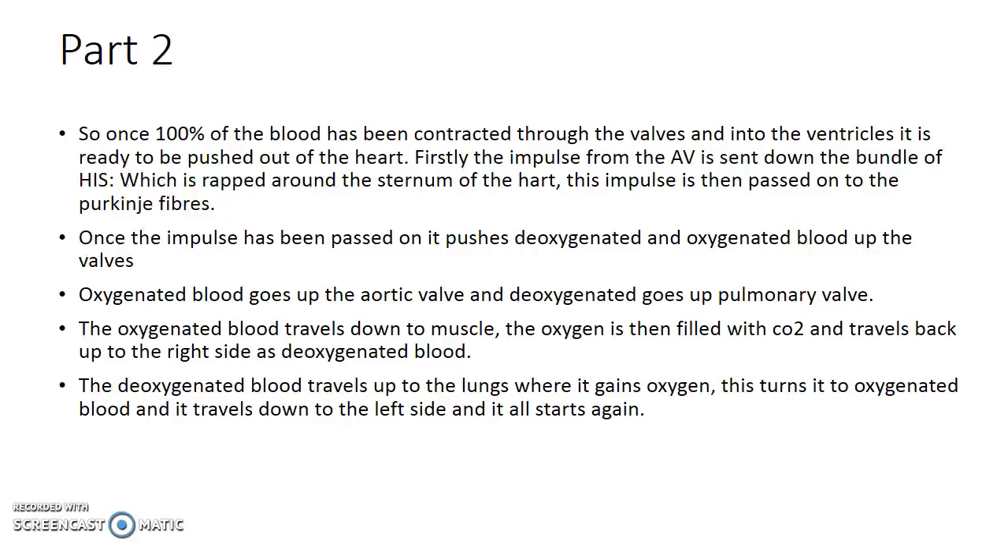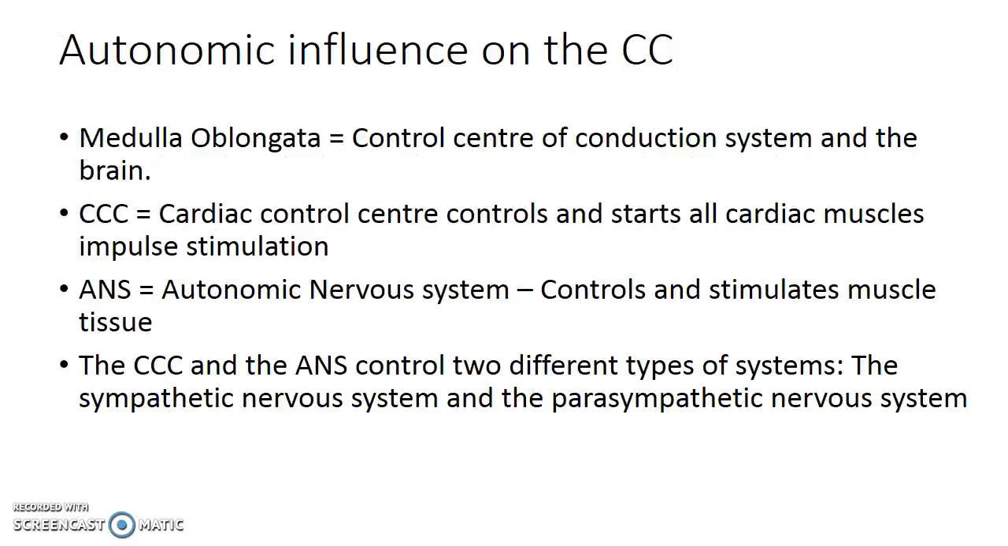The oxygenated blood travels down to the muscles, and the oxygen is used, the blood is filled with CO2 and travels up to the right side as deoxygenated blood. Then the deoxygenated blood travels up to the lungs where it gains oxygen, and this turns into oxygenated blood and travels down the left side, and it all starts again.